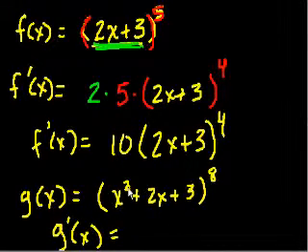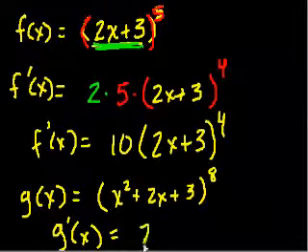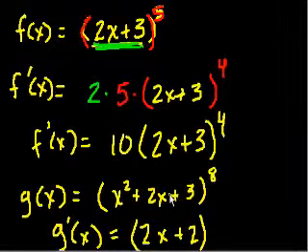We take the derivative of the inside. This is called the chain. We take the derivative of the inside. What's the derivative of the inside? It's 2x plus 2 plus 0, right? Take the derivative of the inside. And then we take the derivative of the whole thing, and we just pretend like this whole expression, x squared plus 2x plus 3, is just like the variable x.